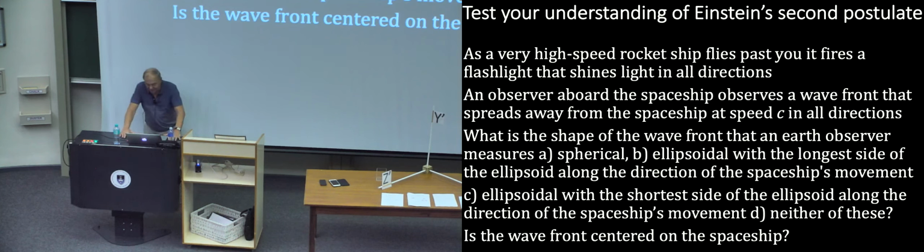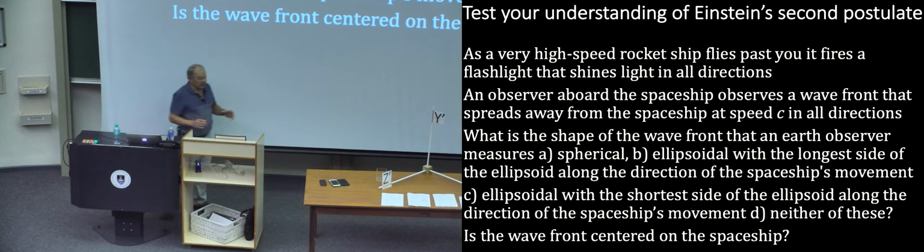Here's another one. I'm going to let you read it. It's a question about a rocket ship flying past Earth, and it sends out a flashlight. The question is, what shape will the light front from that torch, from that flash that's been emitted, take on? Will it be circular or will it be elliptical? It's going to be circular.